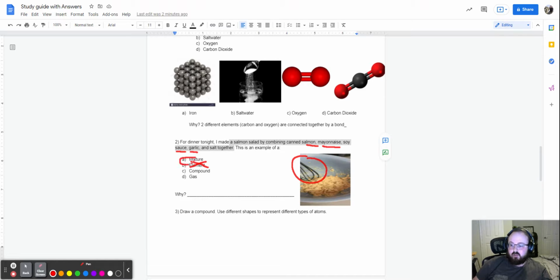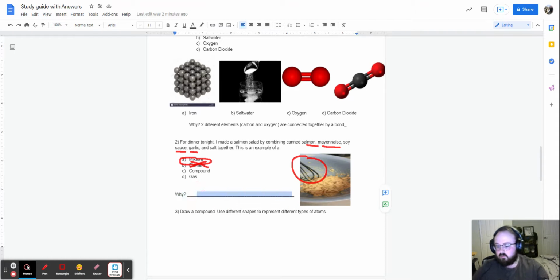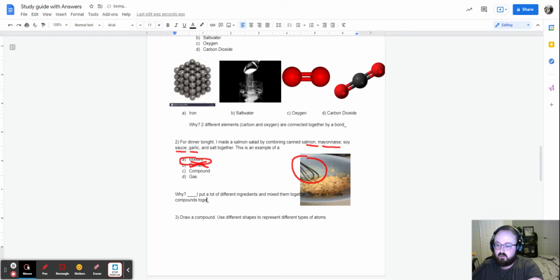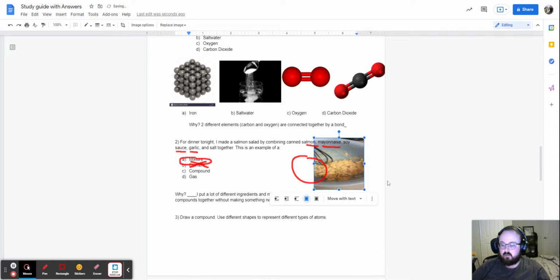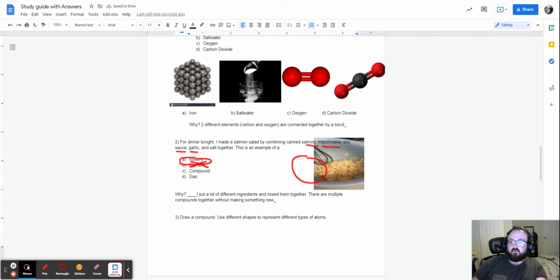So this would be a mixture because, all right, let me go back to typing in here. Put a lot of different ingredients, mixed them together. There are multiple compounds together without making something new. Move this out of the way so we can see this answer. All right, simple. One sentence, 1 to 2 sentences.